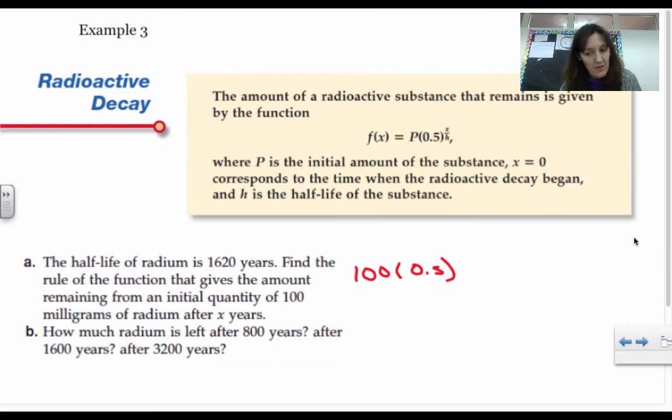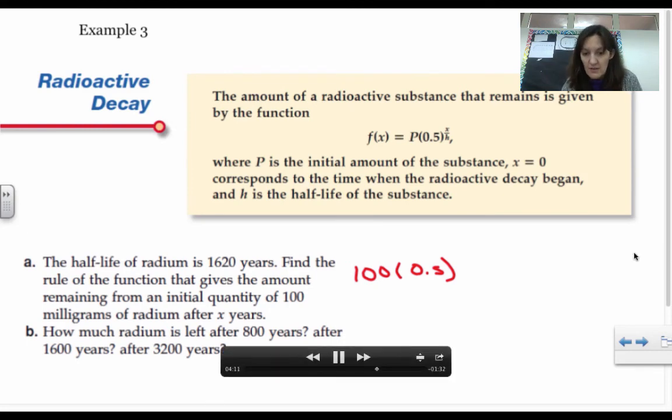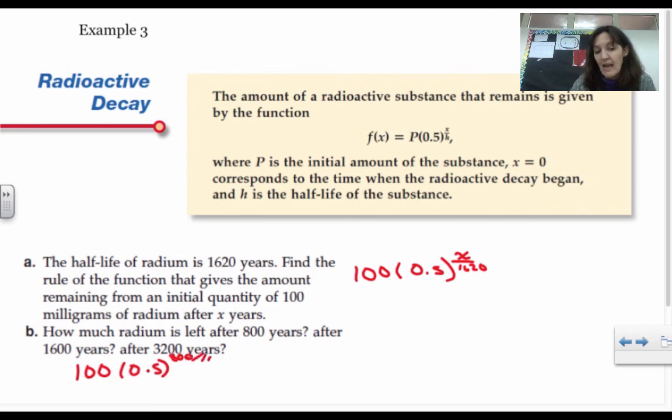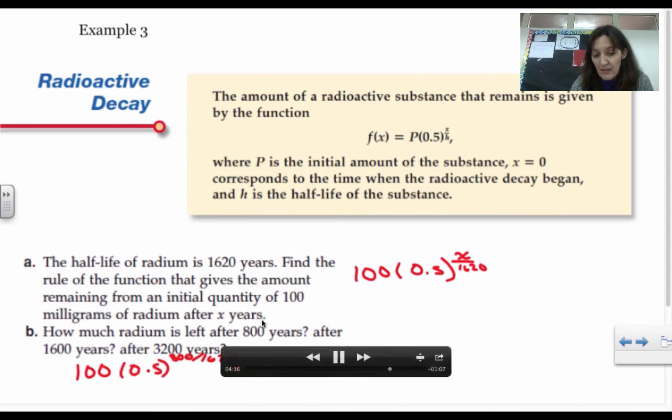So I should have written that on there by now, 100 times 0.5 to the x over h. I must have gotten distracted at some point. There we go, x over 1620. All right, now the next question asks me to find how much is left after 800 years, 1600 years, and 3200 years. Now, I want you to notice if it's half-life, at 1600, I should be left with half of the amount. I simply plug the numbers in and use the calculator.